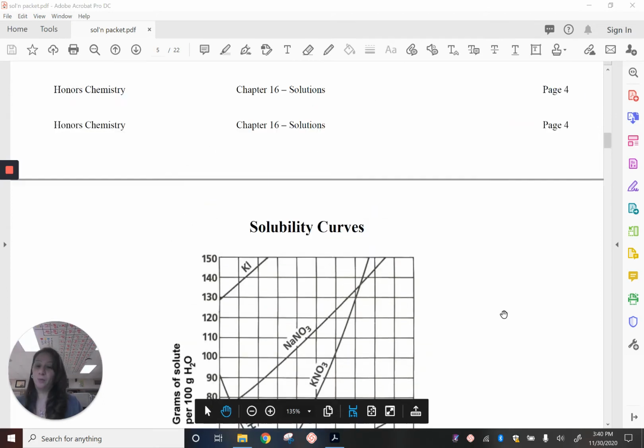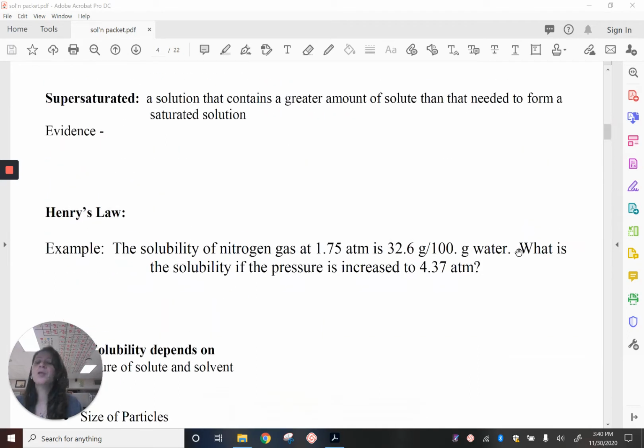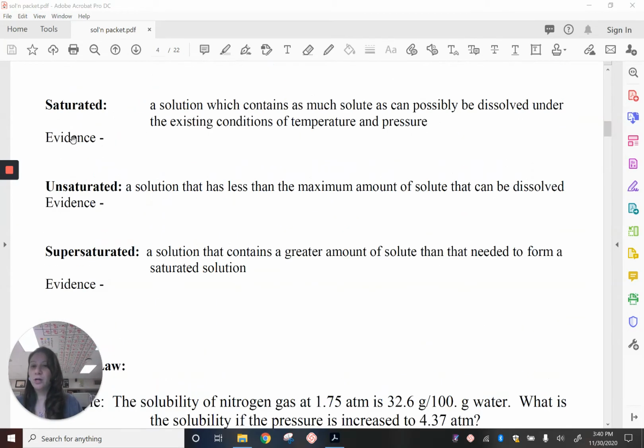So we can form three different types of solutions. We can form a saturated solution, an unsaturated solution, or a supersaturated solution. The word saturated means full. If you have a sponge that is saturated, that means it's full, right? So saturated means that it's full of solute. The solution contains as much solute as it can possibly hold under the given conditions of temperature and pressure. That's what a saturated solution would be.